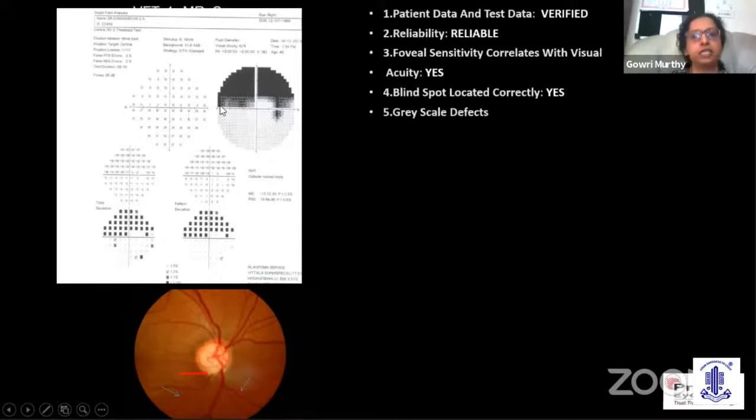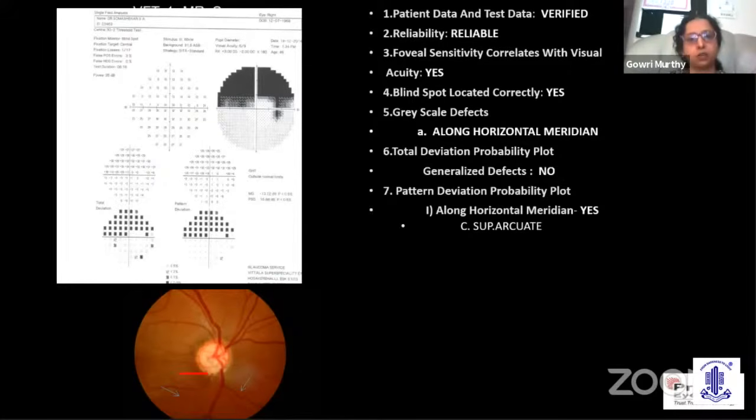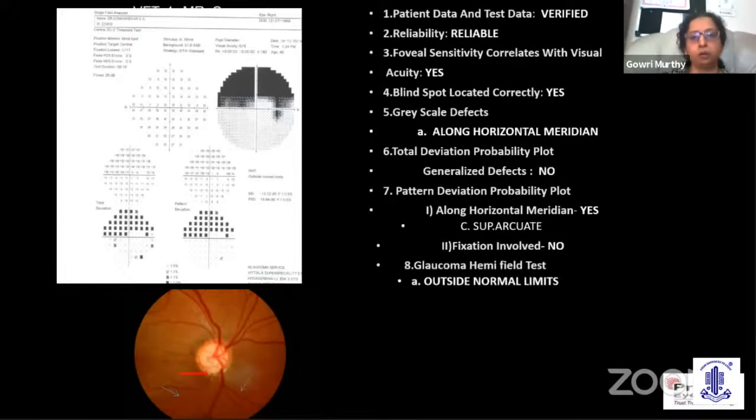The grayscale defects indicate a superior defect, which is going in an arcuate fashion and respecting the horizontal meridian. The total deviation probability plot shows some amount of depression in the superior hemifield, but the inferior hemifield is by and large normal, but there is no generalized depression. There is more of a localized depression, which is superior and has a respect for the horizontal meridian. Is the fixation involved? No. And what does the GHT say? It is outside normal limits.